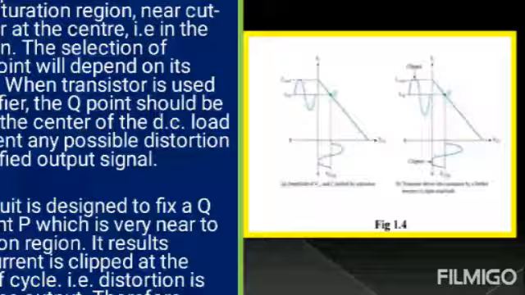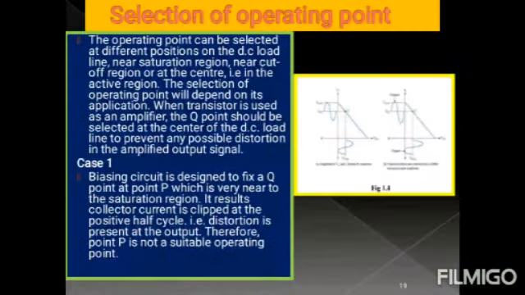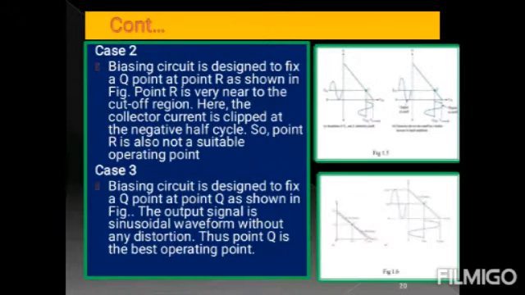So if you are choosing the Q point below, in the saturation region, you will get the output clipped off. So in order to get the output waveform as it is in the input, we have to keep the Q point in the middle of the load line.